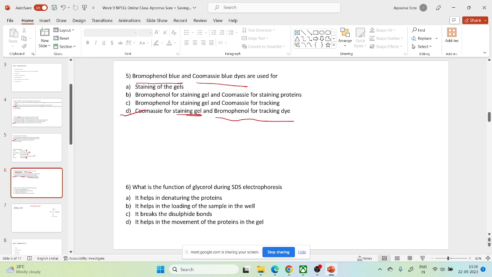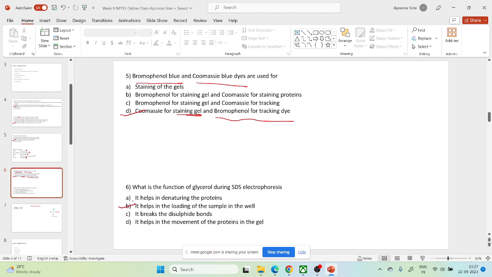Then the next question is, what is the function of glycerol during SDS electrophoresis? It helps in denaturing the proteins. It helps in the loading of the sample in the well. It breaks the disulfide bonds. It helps in the movement of the proteins in the gel. Ma'am, it helps in the loading of the sample in the well.